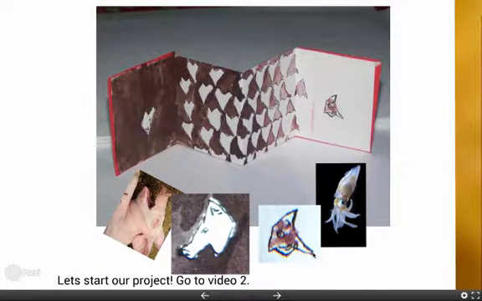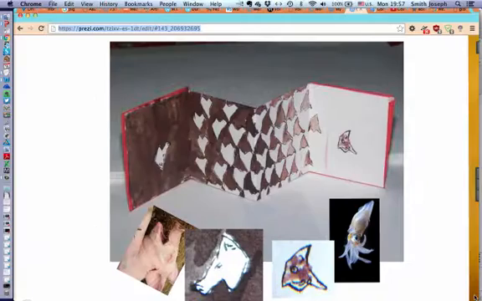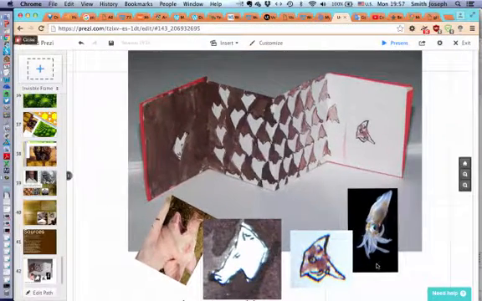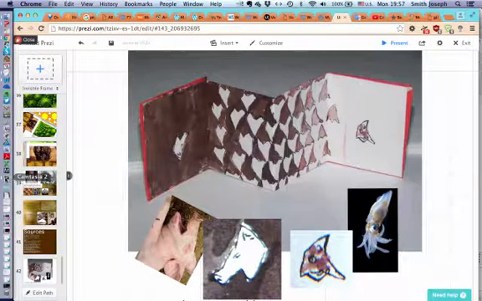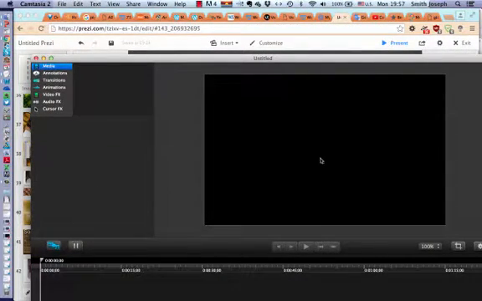Here you see I've made a squid and also the head of a laughing pig, and I've merged them together in the middle of our accordion book. We'll tessellate. Alright, well, let's proceed to video 2, where we'll get our instructions.